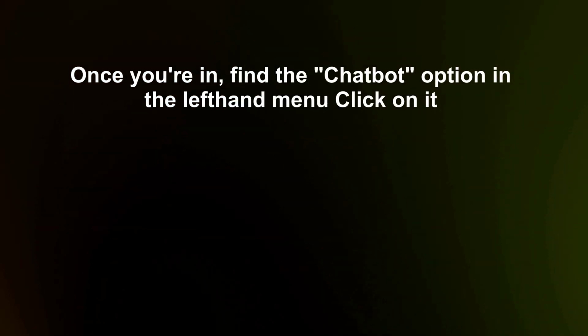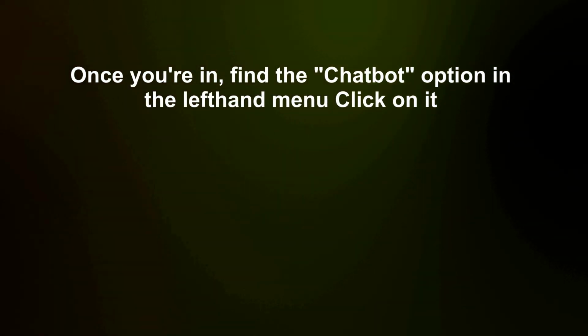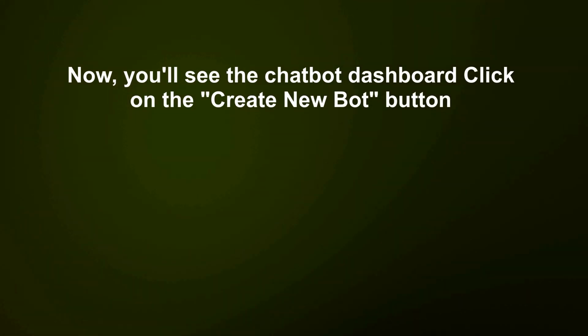First, log into your Aisensy account. If you don't have one yet, head to Aisensy.com to sign up for a free trial. Once you're in, find the chatbot option in the left-hand menu. Click on it. Now, you'll see the Chatbot Dashboard.